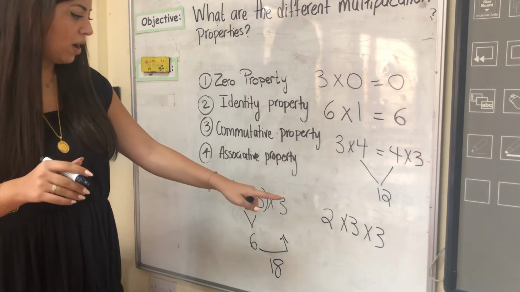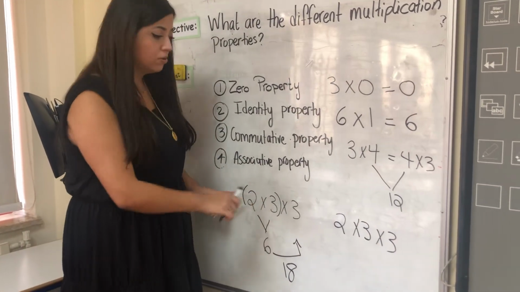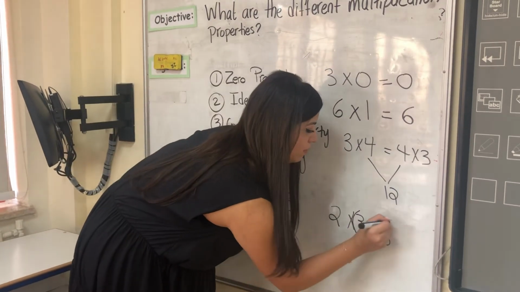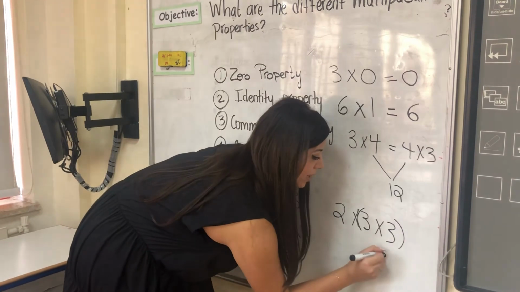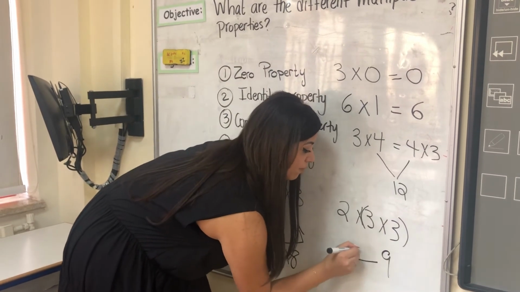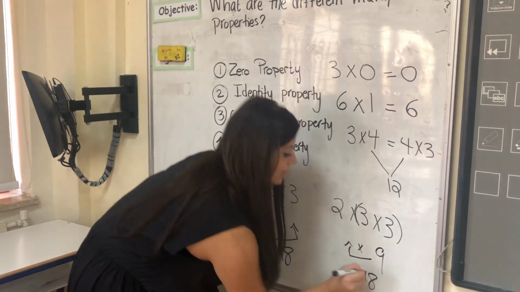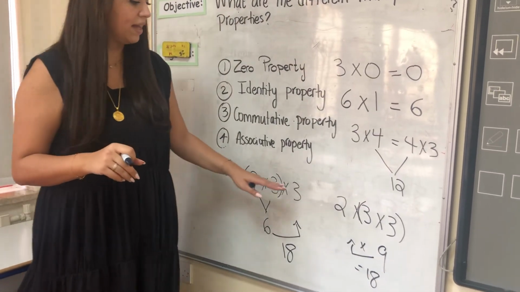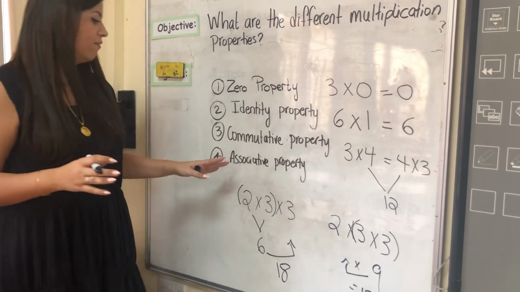Now, I wrote it twice because there's 2 ways to solve this. I can either put the parentheses around the first 2 numbers, or I can put them around the last 2 numbers. Here, I have 3 times 3, which gives me 9, and I multiply it with the first number. So 9 times 2 also gives me 18. So here, I see that wherever I put the parentheses, it will give me the same answer. This was my fourth property.